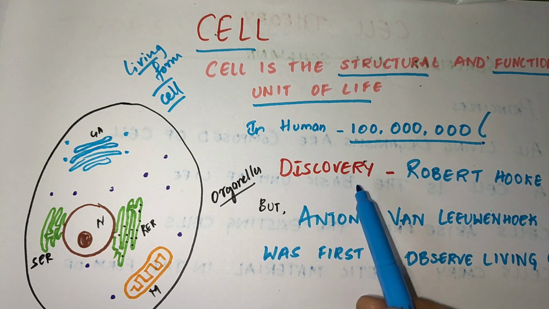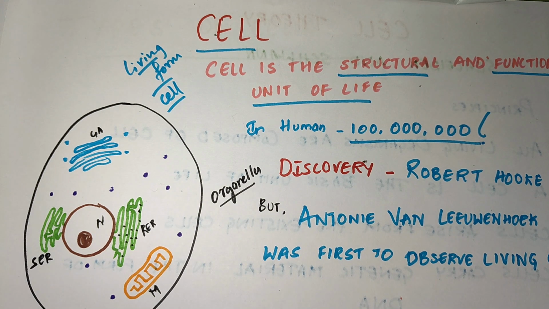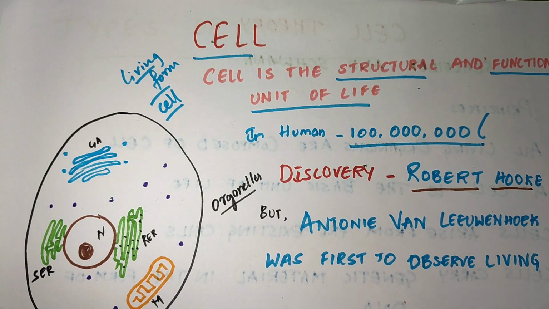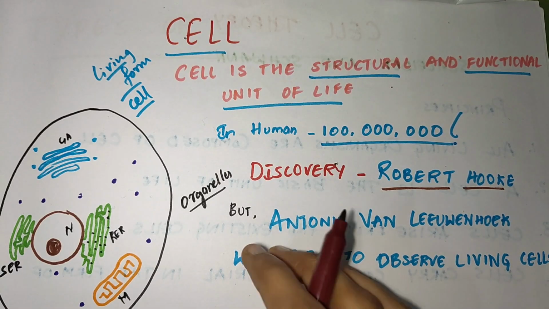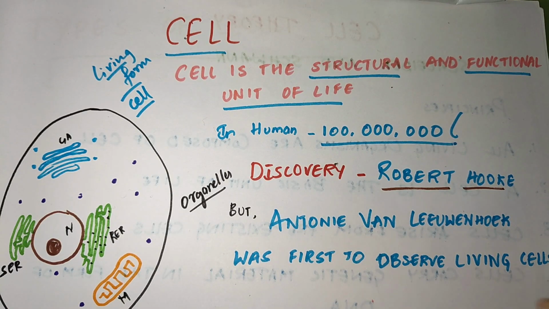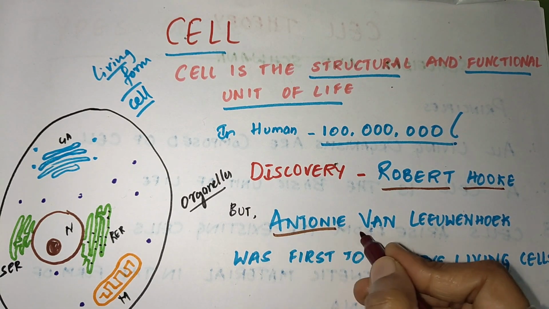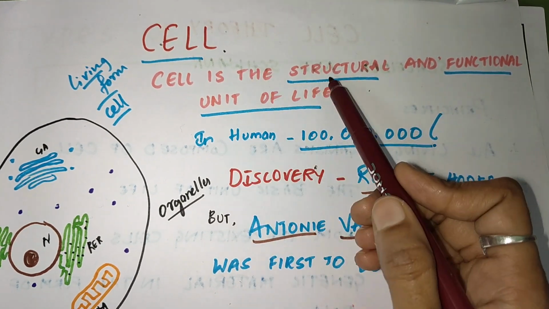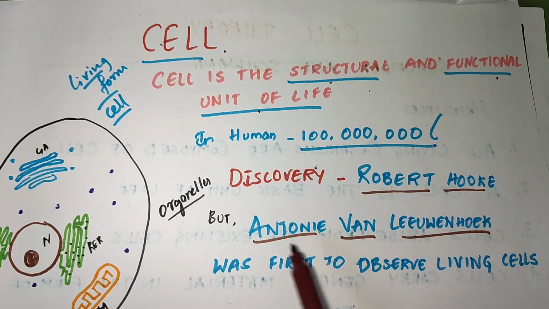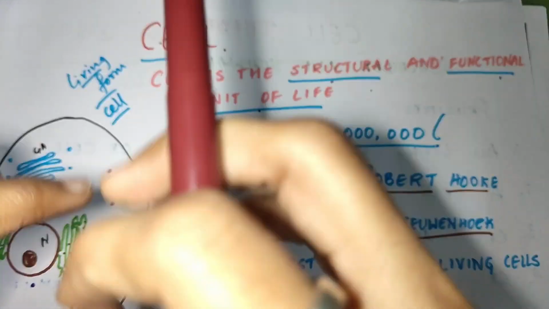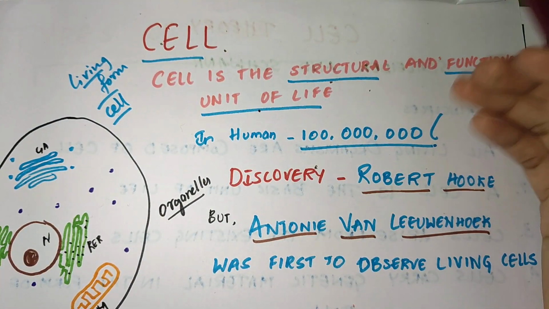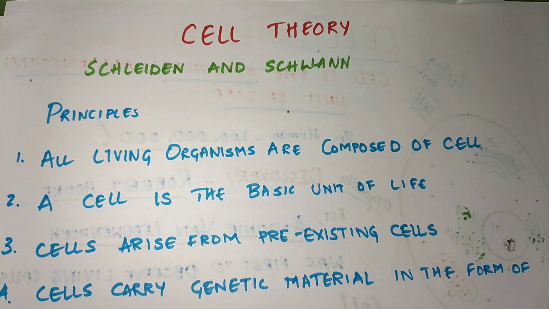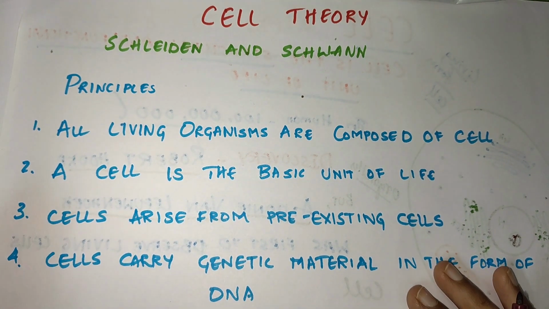पहले हम बात करते हैं डिस्कवरी की. Who discovered the cell? So we all know Robert Hooke discovered the cell, right? But the living cell was first observed by Antony van Leeuwenhoek. Okay. So cell is a structural and functional unit of life, and billions of cells together form an organism. Let's talk about the cell theory. What the cell theory is.